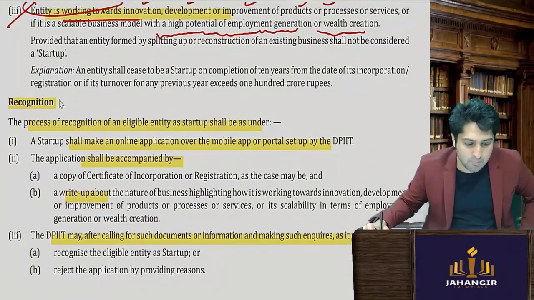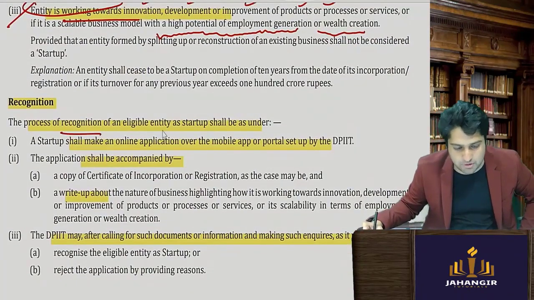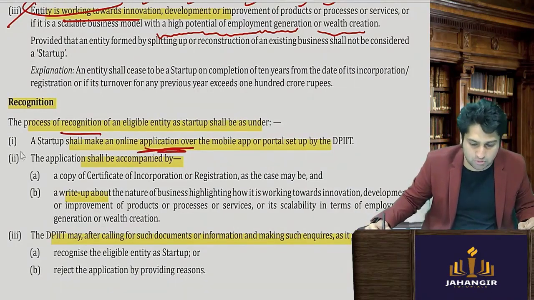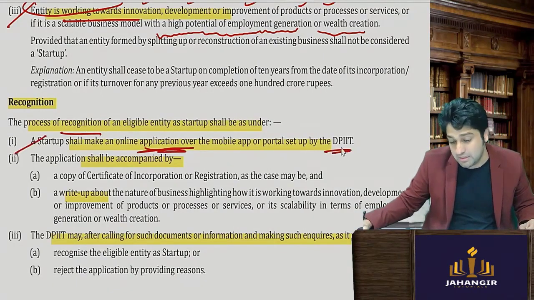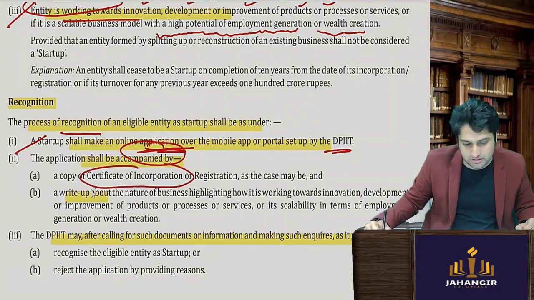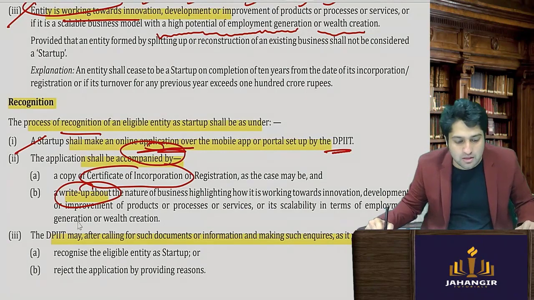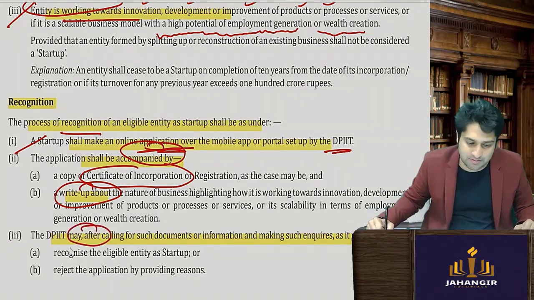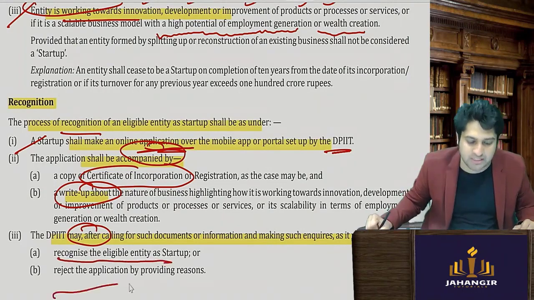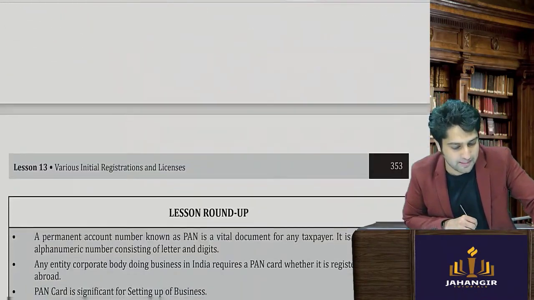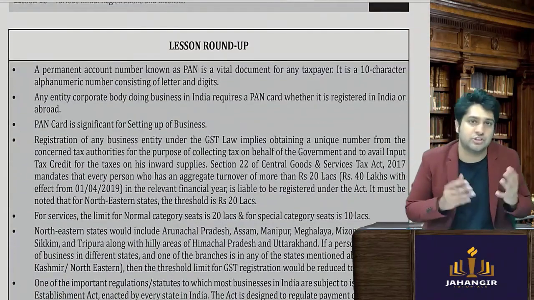Recognition, the process of recognition of a startup: you have to make an application to the DPIIT. It shall be accompanied by a certificate of incorporation and a write-up about your business idea. DIPP may call for additional information, and then they will either recognize it as a startup or reject the application along with proper reasons. And that is it. We finished the chapter.